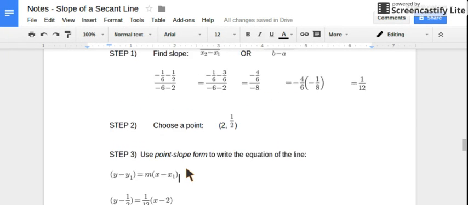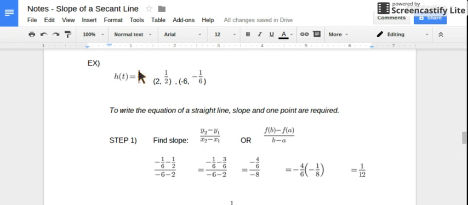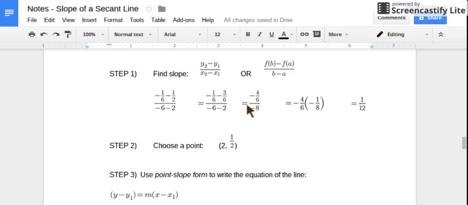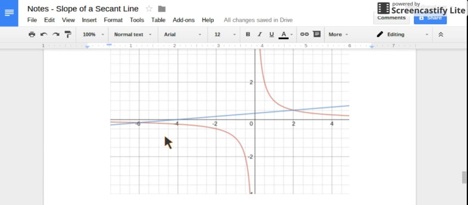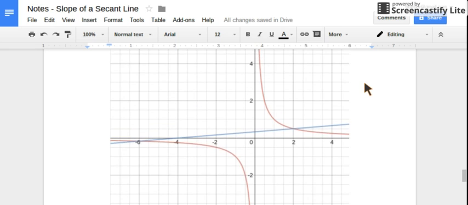Let's take a look at the graph. Remember, the graph of the original function was 1/t, and our secant line should be intersecting at these 2 points. Let's see what happens on the graph. 1/t gives us this red graph here, a rational function. And we wanted to intersect it at 2, which gave us an output of 1/2, and -6, which gave us an output of -1/6. And we can see that secant line intersecting those 2 points, and the average slope in between those 2 points turns out to be 1/12. So there you go. Good luck finding average slope.